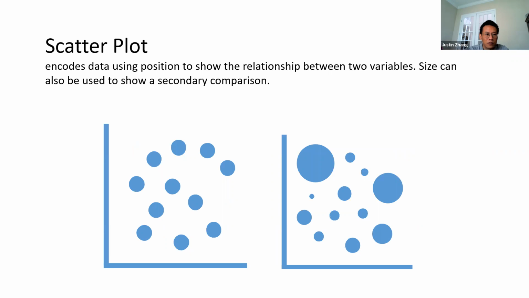Scatter plot. A scatter plot uses position to show the relationship between two variables. So this is typically used to measure the relationship between two variables, typically measures that are plotted on a quantitative scale. If you want to add a third dimension, you can use the size of the circle, as we see on the right-hand side.